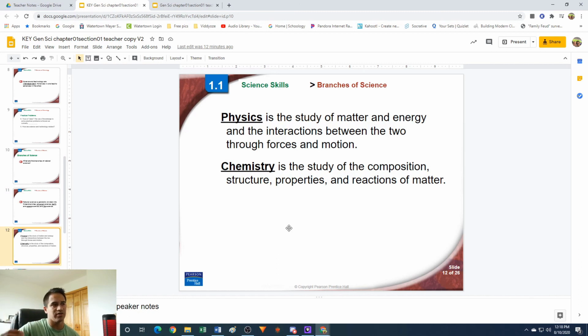And of those branches, there are fields that fall under each one. So typically under the physical sciences, we have physics and chemistry. Physics is the study of matter and energy and how things move around and interact with each other through forces and motion. This is most of the first half of this class. We'll be basically dealing with physics concepts. Chemistry is the study of the composition of matter, its structure, its properties, and reactions, and how matter interacts with each other, chemically speaking.